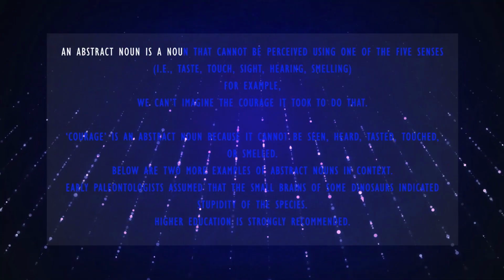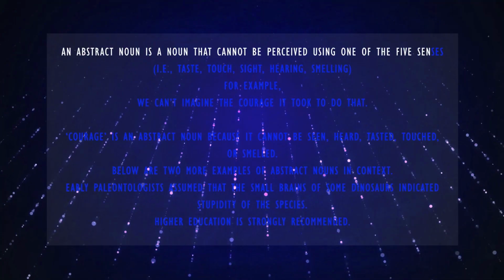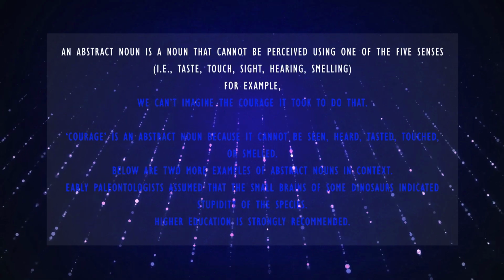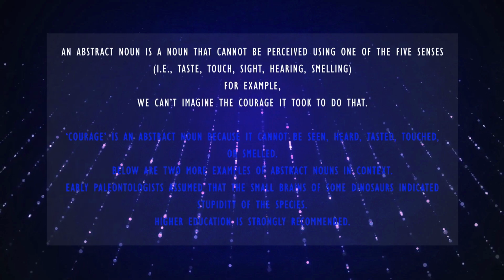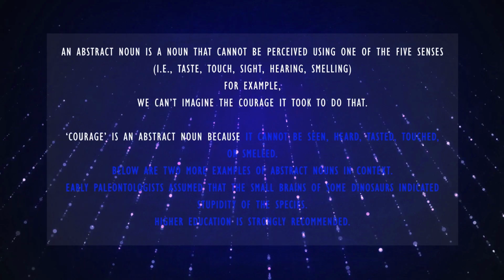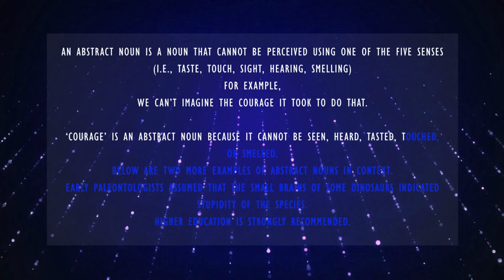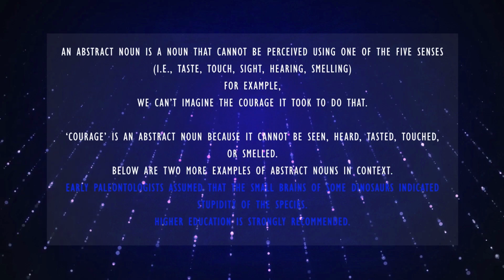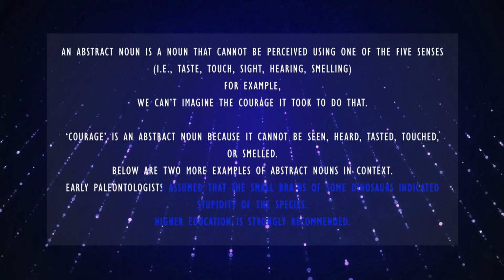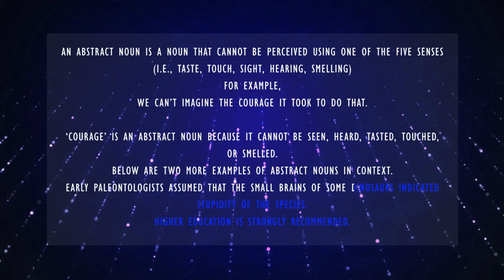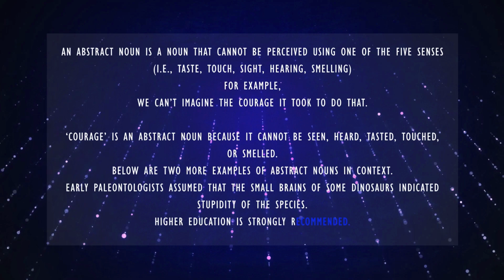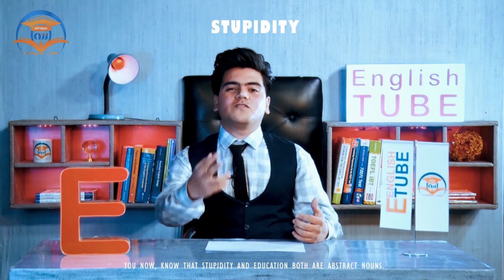An abstract noun is a noun that cannot be perceived using one of the 5 senses, for example, taste, touch, sight, hearing, or smelling. For example, we can't imagine the courage it took to do that. Courage is an abstract noun because it cannot be seen, heard, tasted, touched, or smelled. Below are 2 more examples of abstract nouns in context. Early paleontologists assumed that the small brains of some dinosaurs indicated the stupidity of the species. Higher education is strongly recommended. You now know that stupidity and education both are abstract nouns.